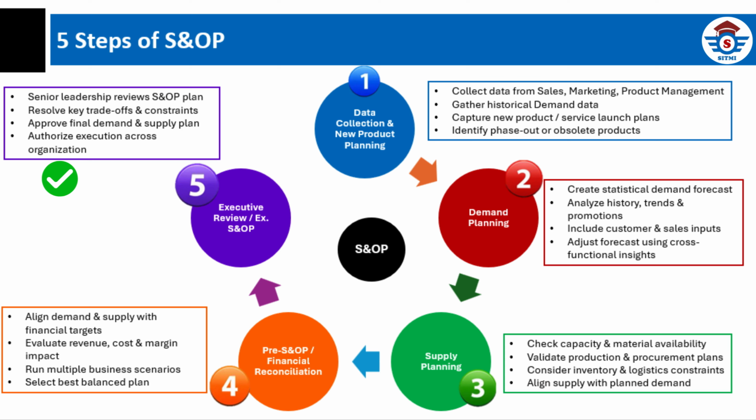Now, in this particular meeting, we actually try to resolve different gaps and different constraints that are available in our business scenario. After discussing multiple options to resolve our gaps, we take approvals on final demand and supply plan, and we also take approval on execution plans from the leadership team.